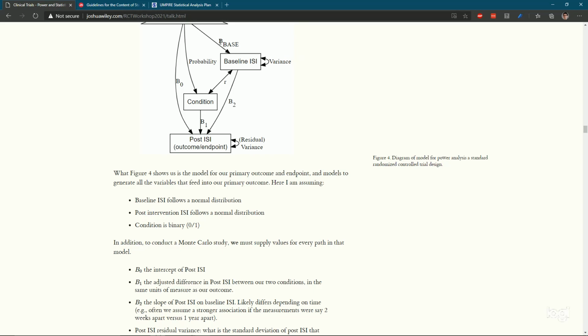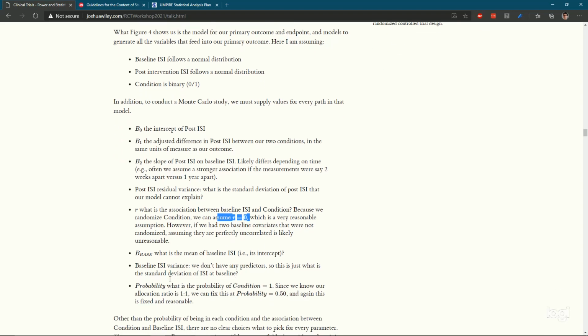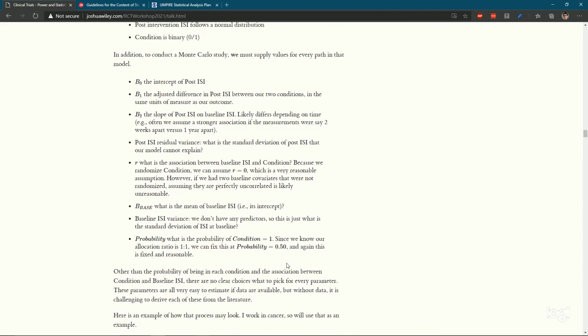Variance of each. B base is the intercept or the mean baseline ISI. Association between condition and baseline ISI, we're going to assume that's 0 because we randomized condition. And the probability of being in condition 1, CBTI, we have a 1-to-1 allocation ratio, so that's going to be fixed at 0.5. But for everything that we can't fix because we're not allocating it or we haven't randomized it, so we assume no association, we actually have to plug in values. We need to plug in values for every one of these parameters in order to do a Monte Carlo study.